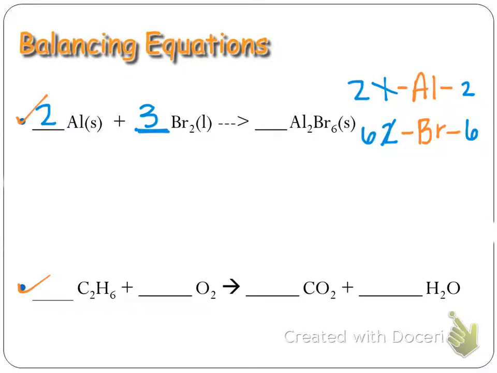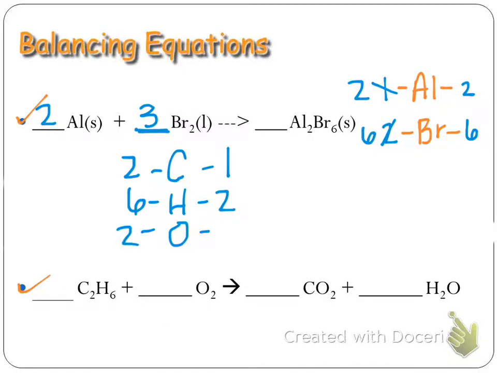Bottom one, we have carbon and hydrogen and oxygen. All right, carbons on the left, I have 2. Carbons on the right, I have 1. Okay, hydrogens on the left, I have 6. On the right, I have 2. Oxygens on the left, I have 2. And then on the right, I have 1, 2, 3.